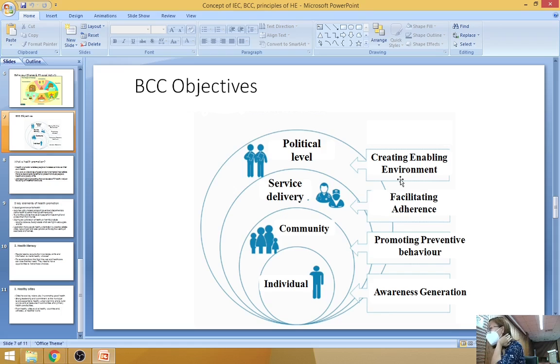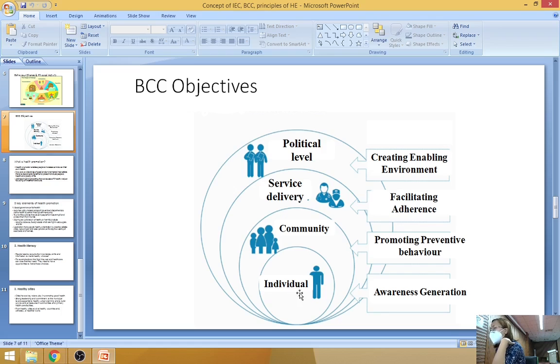Okay, so good behavior. But what happens in BCC is that we look into the point of why they are not following the behavior. That is what is meant by this enabling environment.